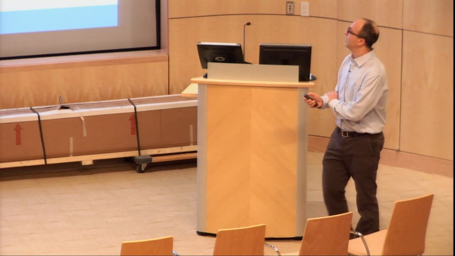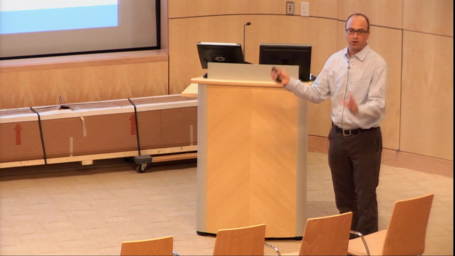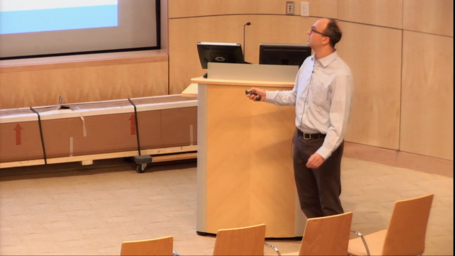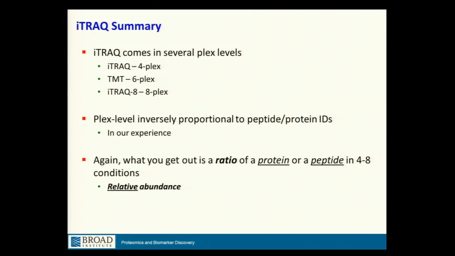Okay. All right, so there are different flavors of iTRAQ or iTRAQ-like things. There's the classic iTRAQ, which is up to 4-plex. There is something called TMT. It's made by a different company that can go up to 6-plex. There's another version of iTRAQ that is 8-plex. And in our experience, the sort of plex level is inversely proportional to the number of peptide and protein IDs. So you get more peptides out when you do iTRAQ 4-plex than TMT 6-plex, than iTRAQ 8-plex.